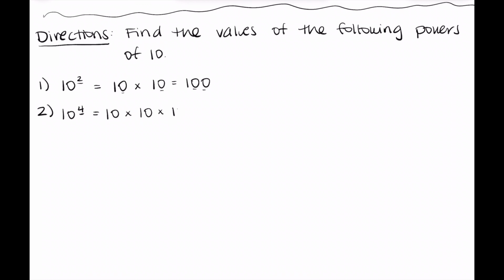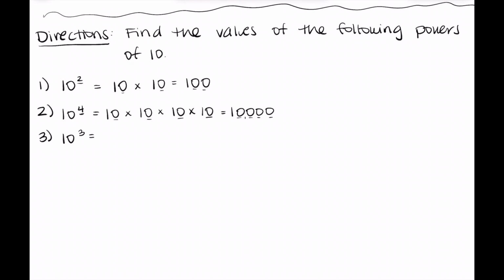So for number 2, we have 10 to the 4th. That means that we would have 4 tens being multiplied together, right? And just using that shortcut, we'll write our 1, and we have 1, 2, 3, 4 zeros, so we'll write those 4 zeros in. The 4 zeros match up, and we know that 10 times 10 times 10 times 10 gives us 10,000.